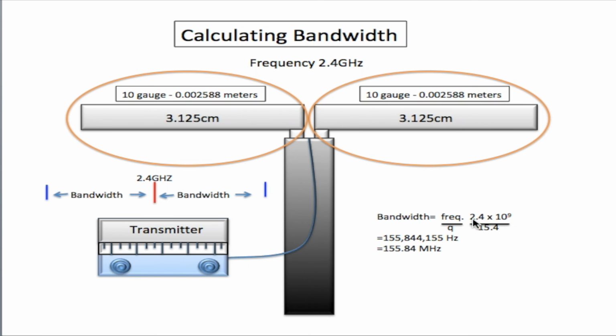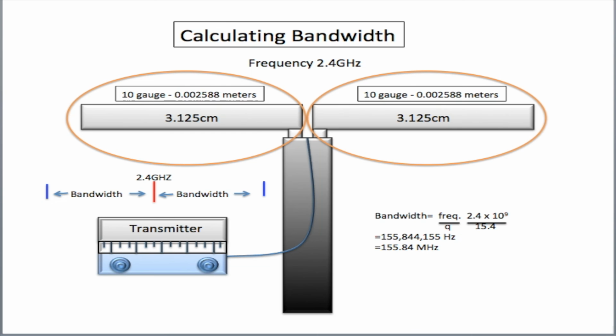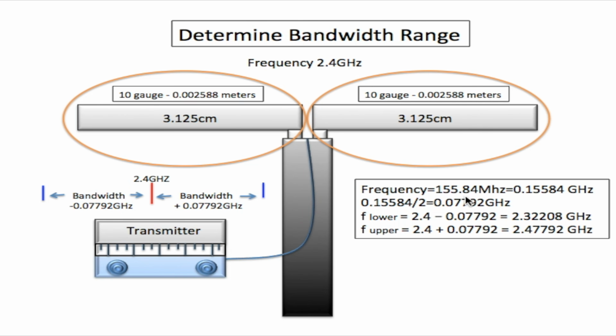And we know the frequency is 2.4 gigahertz, which is 2.4 times 10 to the 9. We just took the 9 zeros off, so we have 10 to the 9. So once we do the calculations here, we will get 155,844,155 hertz. And that is equal to 155.84 megahertz. So the bandwidth is 155.84 megahertz.